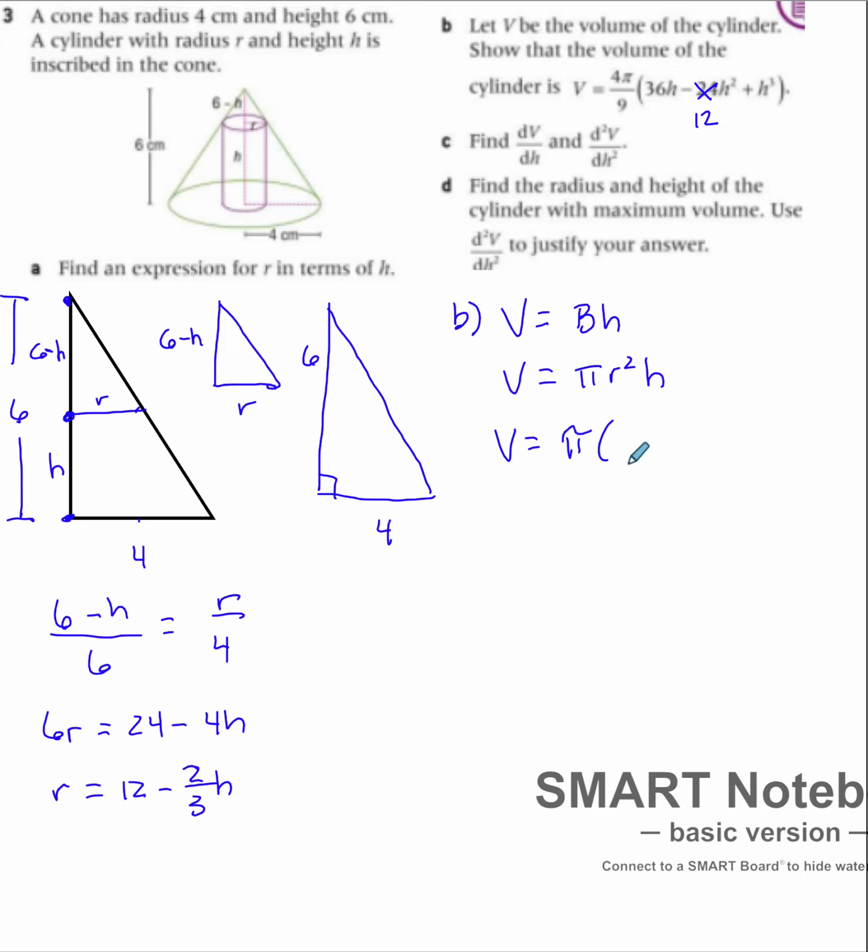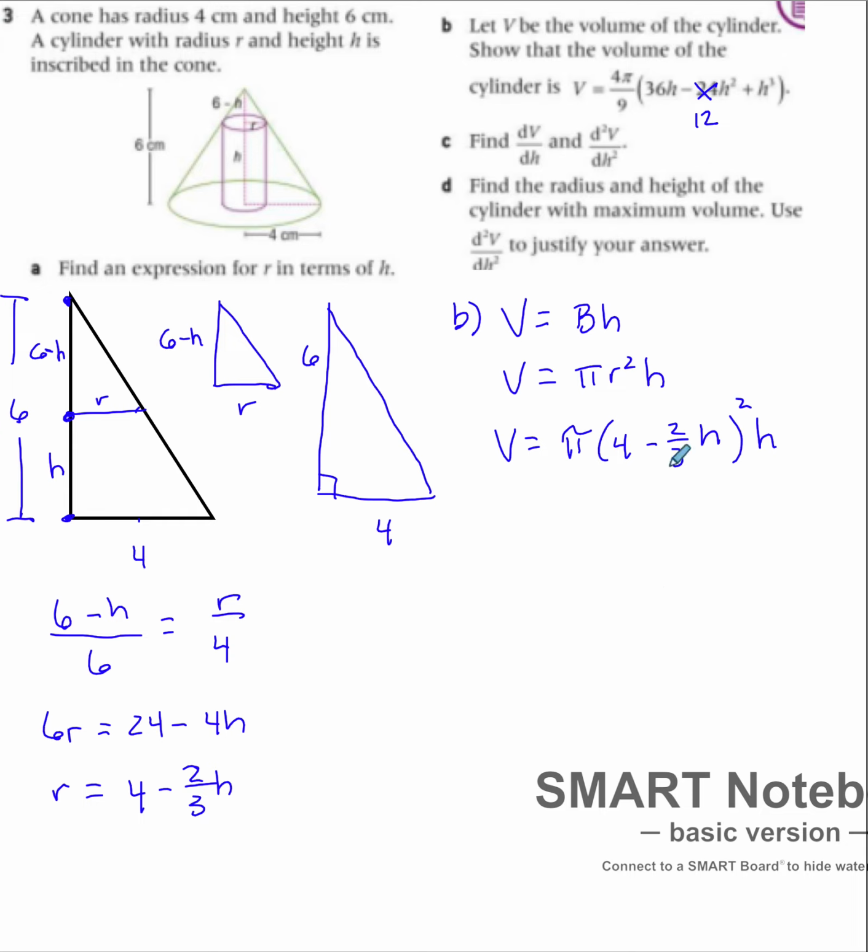Pi times 12 minus 2/3 h. It's not 12. You saw that right away. It's 4, because if I divide by 6, which I'm sure you saw, 24 divided by 6 is 4. Glad I caught that. Okay, so pi times 4 minus 2/3 h, squared, times the height.